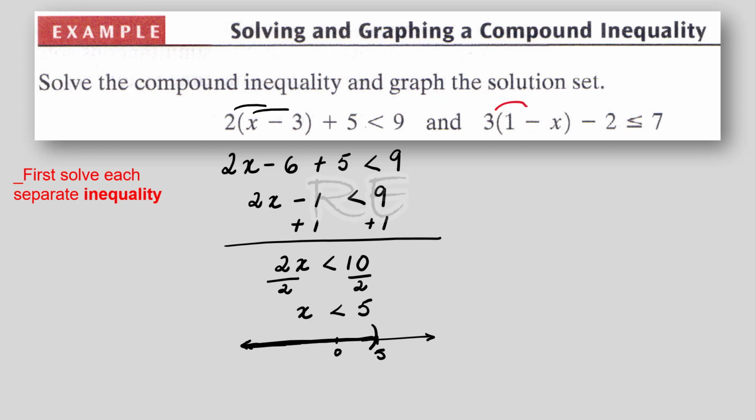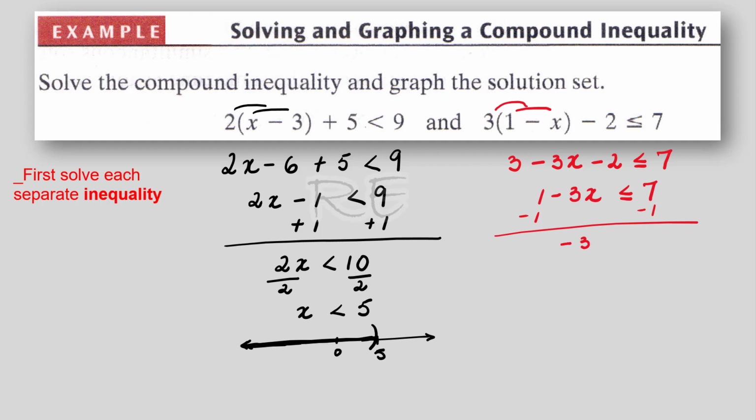3 times (1 minus x), distribution: 3 times 1 is 3, and 3 times negative x is negative 3x, minus 2, less than or equal to 7. 3 minus 2 is positive 1. 1 minus 3x, less than or equal to 7.